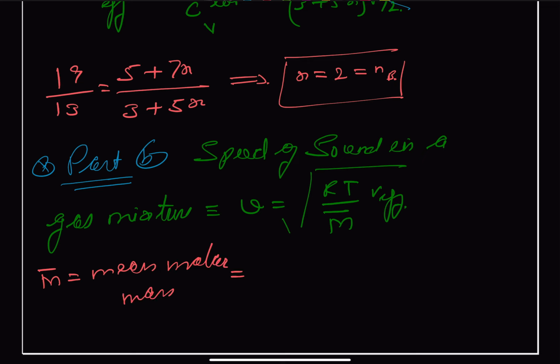which we can calculate, and for this mean molar mass, we have two gases, and this can be written as the number of moles of A multiplied with its molar mass plus the number of moles of B multiplied with its molar mass, and we have this divided by the summation of both, the number of moles Na plus Nb.